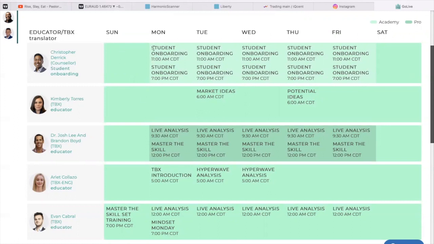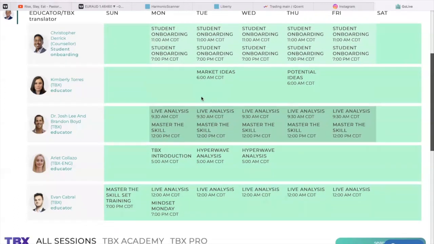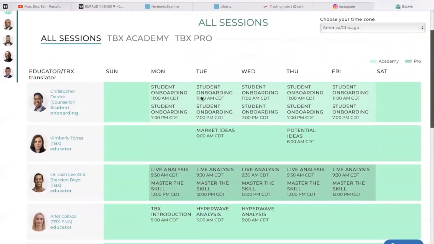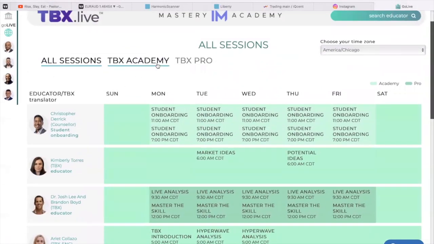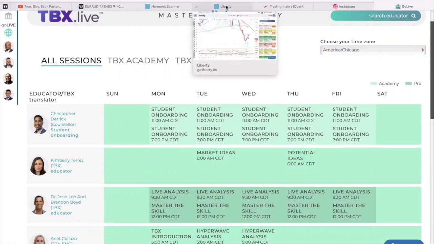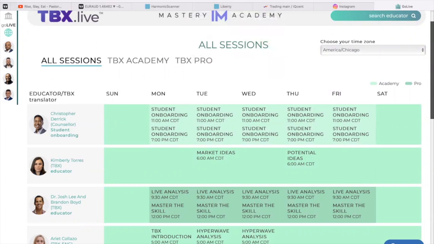But also, if you guys are new, we do have new student onboarding every single day because new people are coming in every single day. So guys, understand it is really, really easy. It doesn't have to be hard, especially if you get a mentor, right? Someone who's been doing it for a while. They can show you the ropes on how to navigate through the platform.